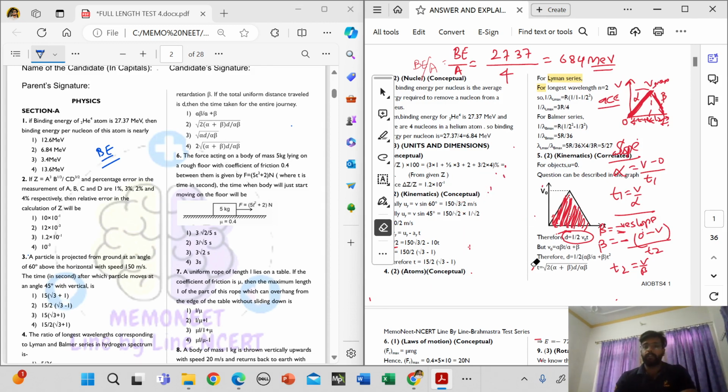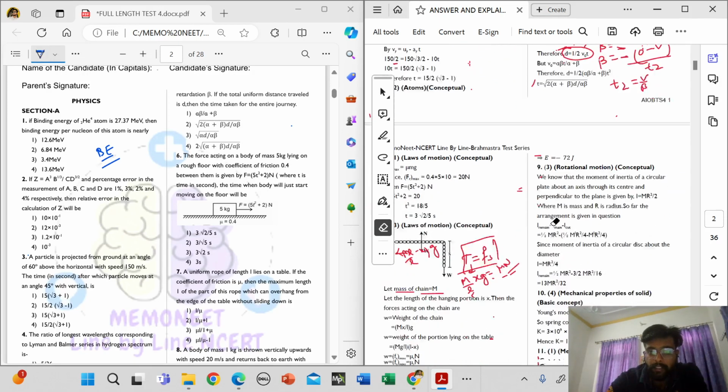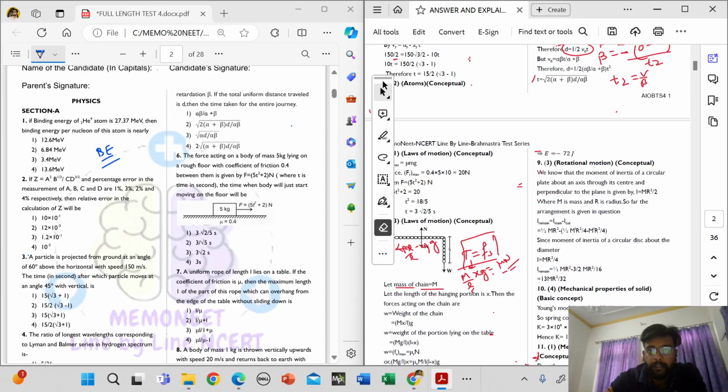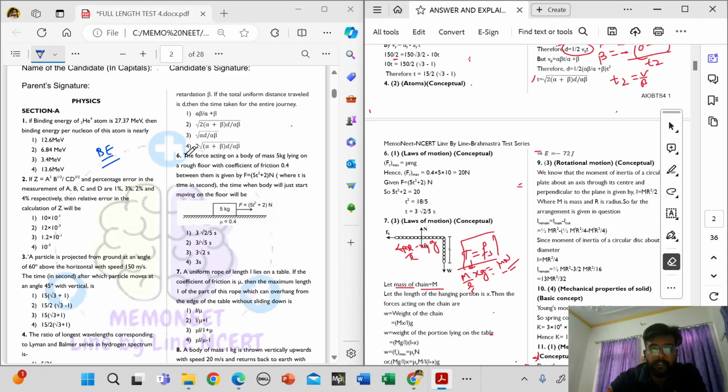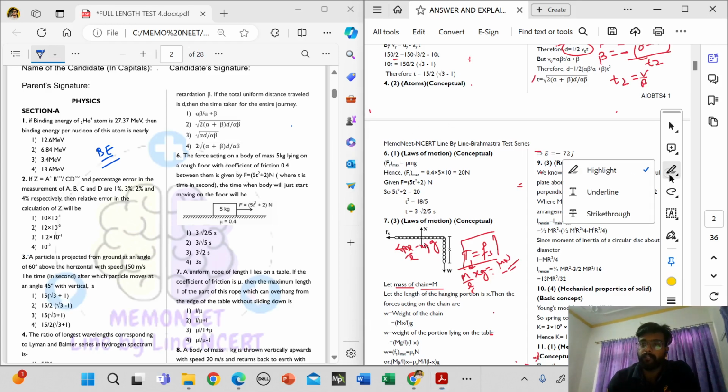So let's move to our next question. Question number 6. So what is question number 6? The force acting on a body of mass 5 kg lying on a rough floor with the coefficient of friction 0.4 is given as F equals 5t square plus 2 Newton. We have to calculate the time when the body will just start moving on the floor.